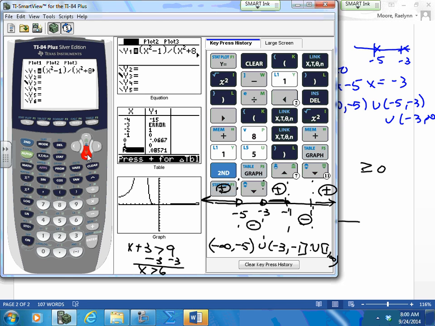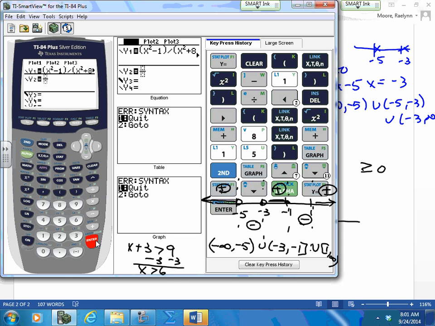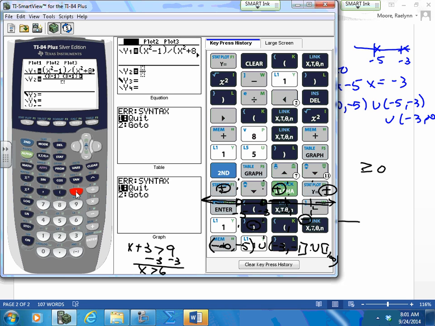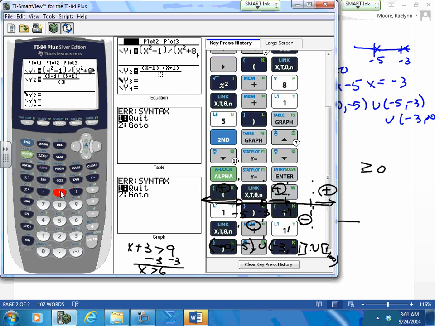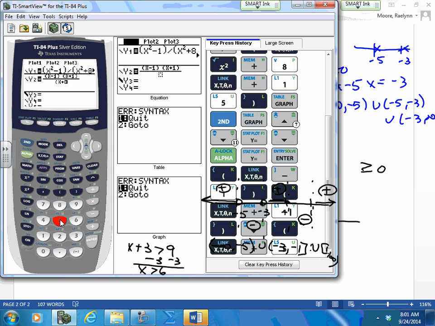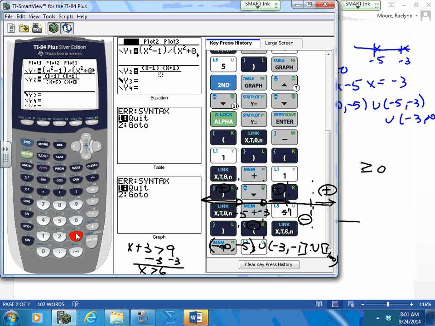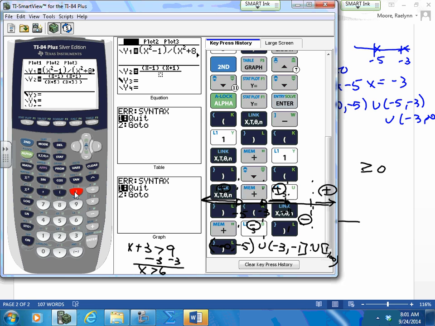And I can put this in my factored form. So if you go alpha y equals, this will give you a fraction bar. Put it in exactly the way you factored it. X minus 1 times x plus 1. This one's not bad because we really didn't change much. But sometimes you'll make some big changes. X plus 5 times x plus 3.